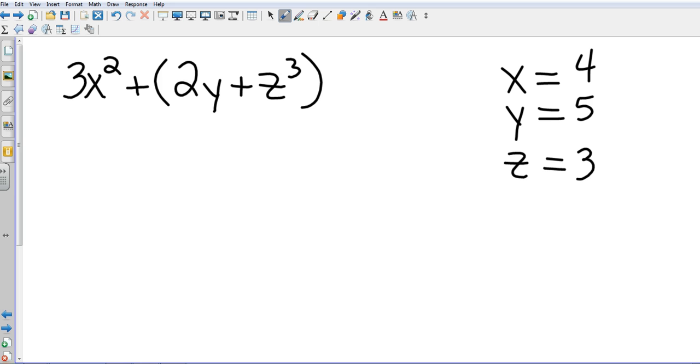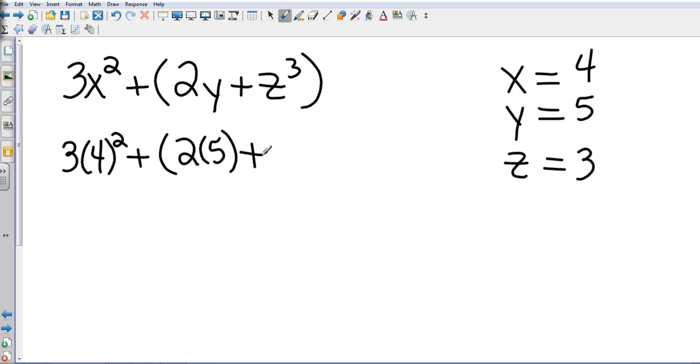Okay, let's step it up a notch where they give us x, y, and z. And they give us the values, x equals 4, y equals 5, z equals 3. So we're going to substitute those in first. So this is going to be 3 times 4 squared. Then inside the parentheses, I'm going to have 2 times 5. And then I'm going to have 3 to the third power.